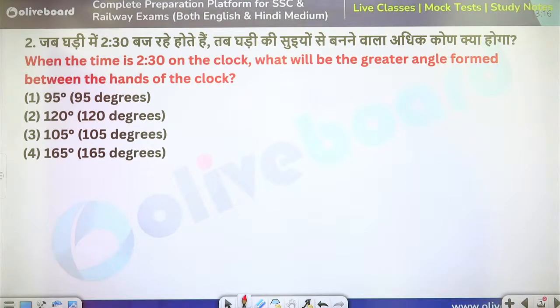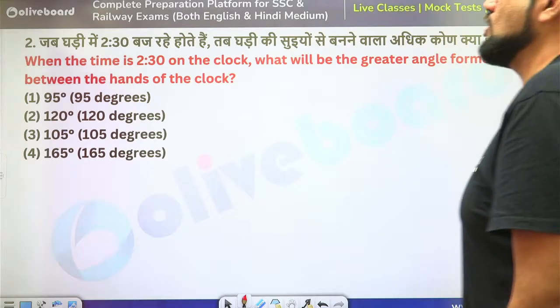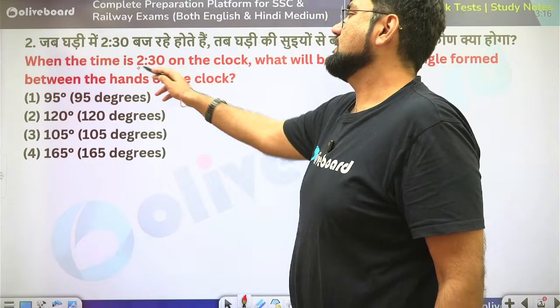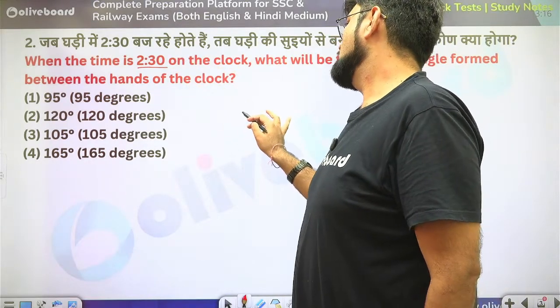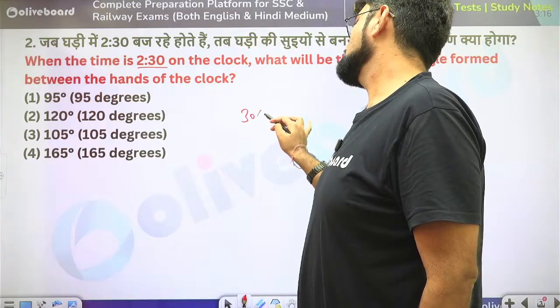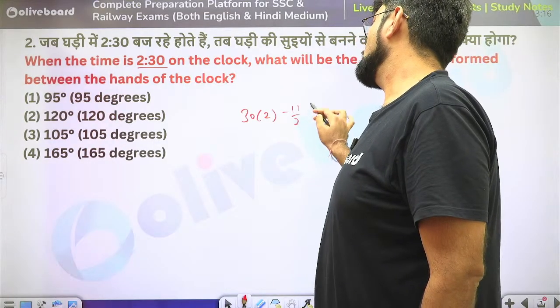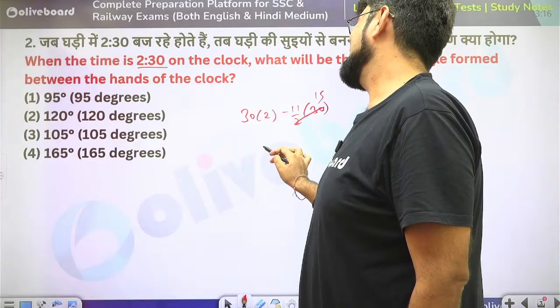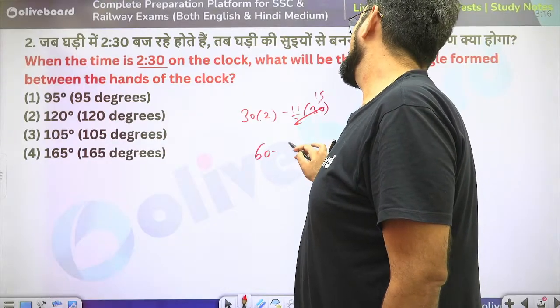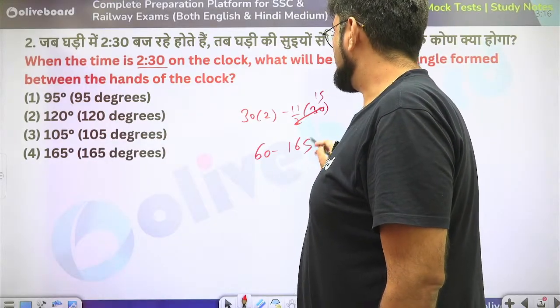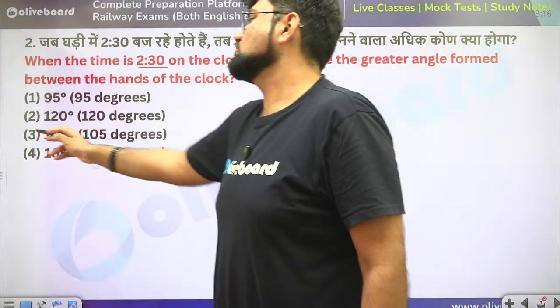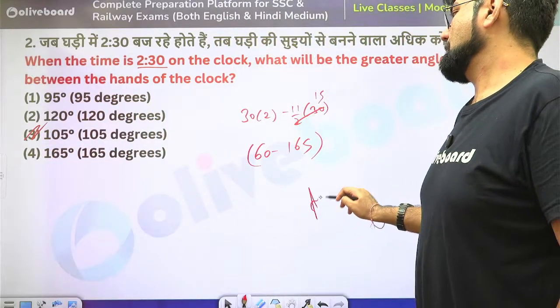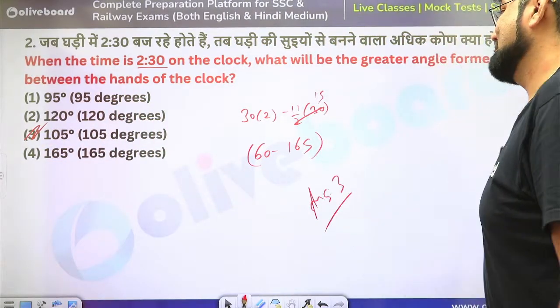When the time is 2:30 on the clock, what will be the greater angle formed between the hands of the clock? Again, 2:30. No ratio here whatsoever. So we will have 30h minus 11 by 2 into m. Pretty easy question this is. It's 15. So this is again 60 minus 165. So 105 degrees. Option 3. Okay. Next.